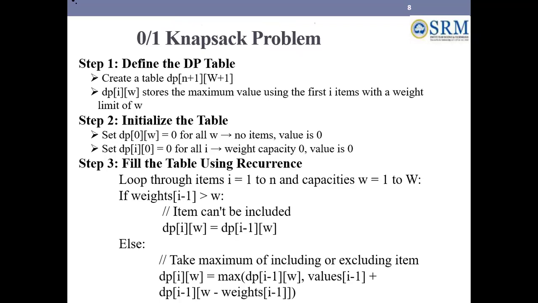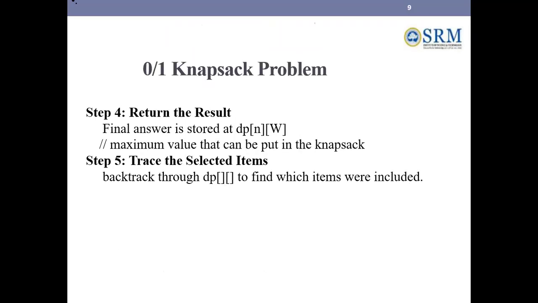So here we have one formula. TP of I comma W is the maximum of TP of I minus 1 comma W, and values of I minus 1 plus TP of I minus 1 comma W minus weights of I minus 1. So we are taking the maximum value that is assigned to the TP table and returning the result. The final answer is stored in the location n comma W, the maximum value that can be put into the knapsack.